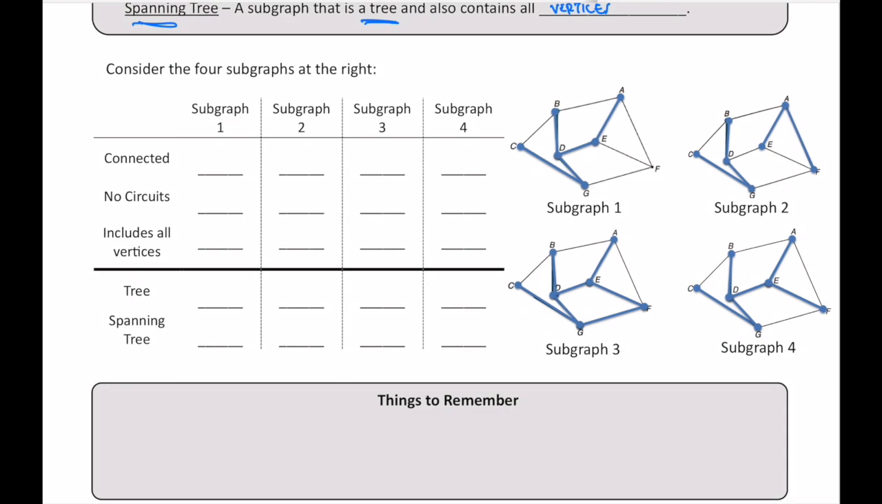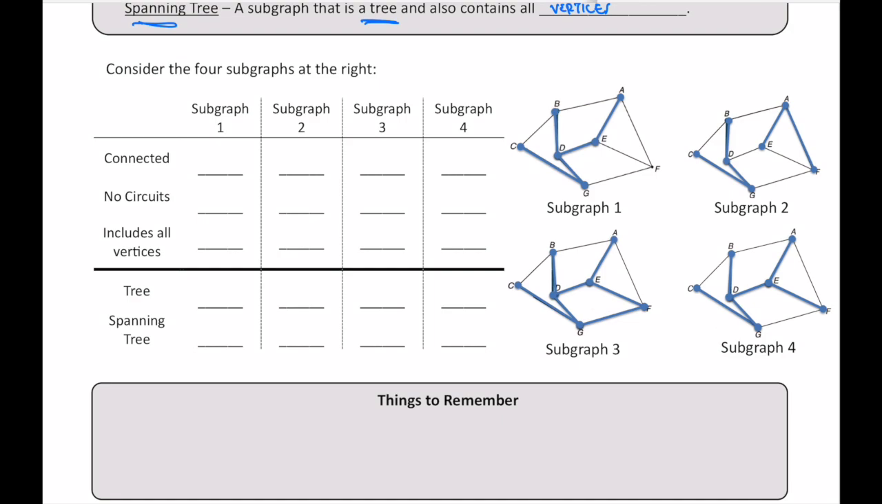You can see the blue highlights. We're going to be looking at graphs 1, 2, 3, and 4, identifying: are the elements connected? Are there no circuits contained? If there is a circuit, then it's not going to be a tree. And do we include all the vertices? If the first two are true, that gives us a tree. If all 3 are true, that gives us a spanning tree.